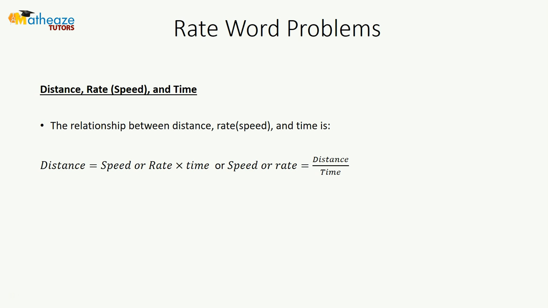So the relationship between distance, rate, and time is given as this. Distance is speed or the rate multiplied by the time. And then rate is the distance divided by time. So distance is speed multiplied by time, and then we can deduce the others. We can say speed is distance divided by time, and time is distance divided by speed.